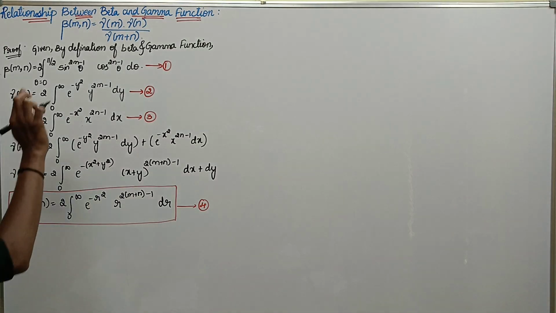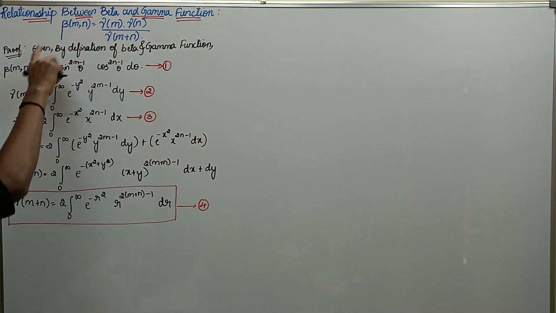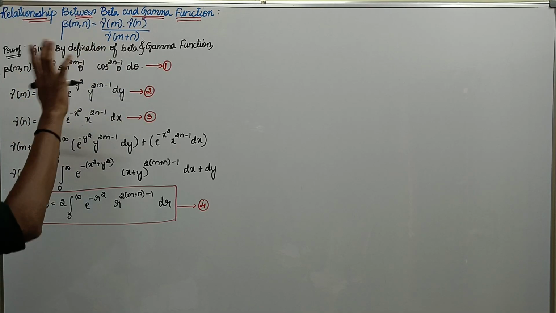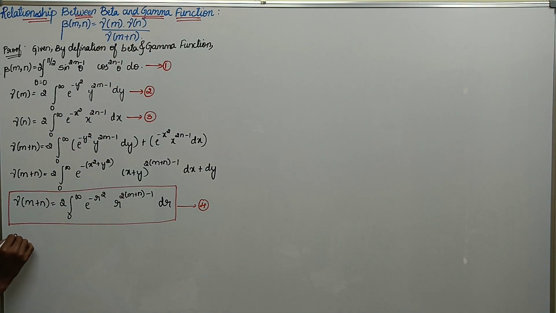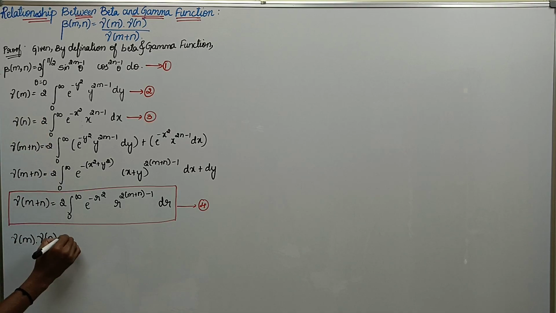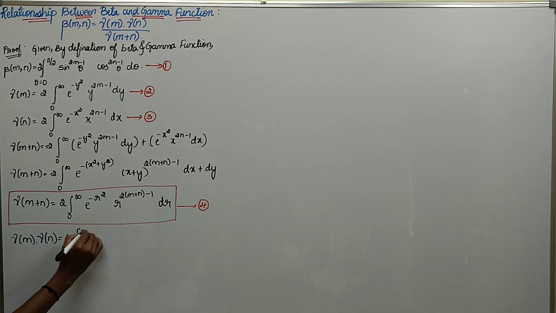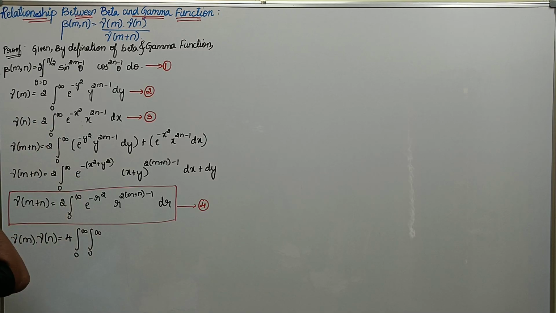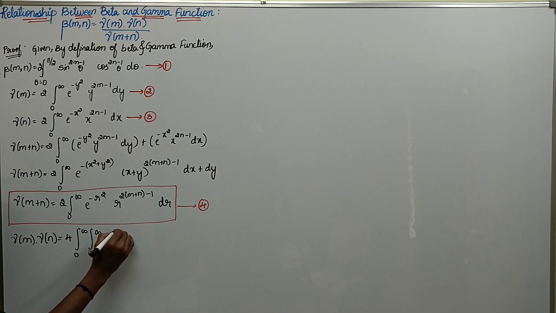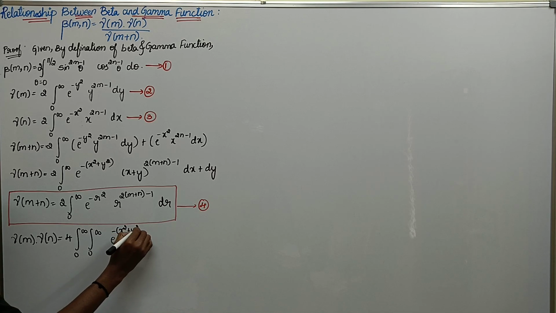Now the last, we have simplified every term. Beta of m comma n we have, gamma of m, gamma of n we have, gamma of m plus n also we have, but we need to substitute gamma of m into gamma of n. That means I need to multiply these two. 2 2s are 4 into 0 to infinity, 0 to infinity. Again, if the bases are same, powers can be added. Since I need to multiply, I can add the terms, that is e to the power of minus of x square plus y square.